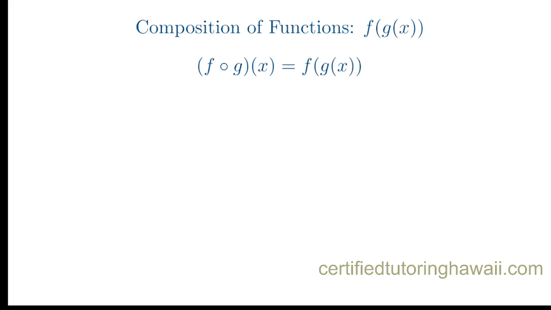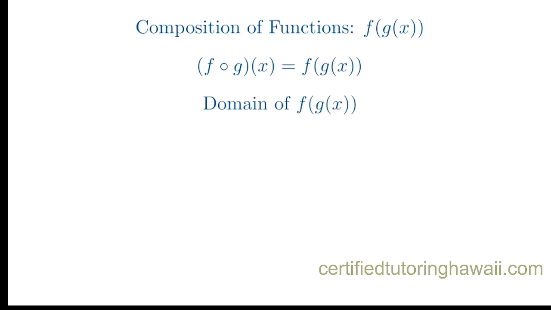This notation means that we first apply the inner function g to our input x. Then, the result of g(x) becomes the new input for the outer function, f. In other words, the output of the inner function, g, is used as the input for the outer function, f. It's a sequential process. A key thing to remember about composite functions is their domain.